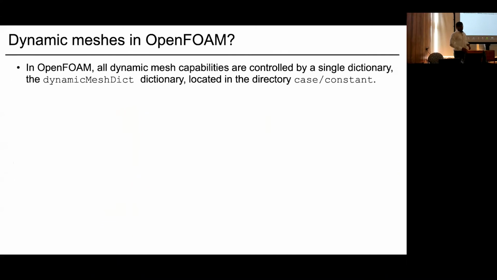In OpenFOAM, in general, this is very beginner level information, all the dynamic mesh capabilities are basically controlled or prescribed through a single dictionary. We all know that any OpenFOAM simulation has the basic structure of the 0, constant, and system folders. Within the constant folder, there is a dictionary called dynamicMeshDict, which describes what kind of mesh motion we want to incorporate for the desired problem.